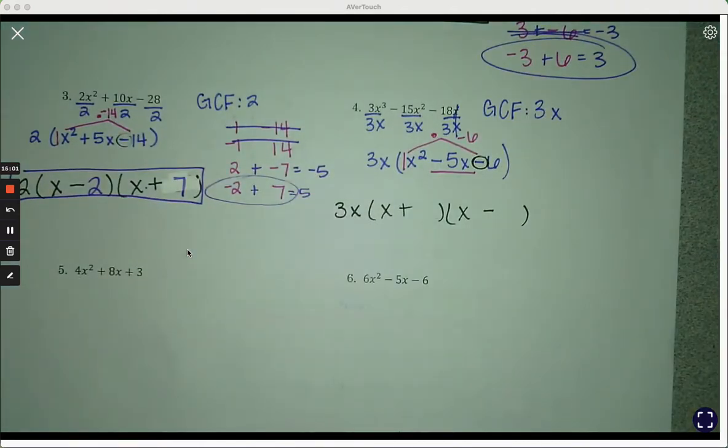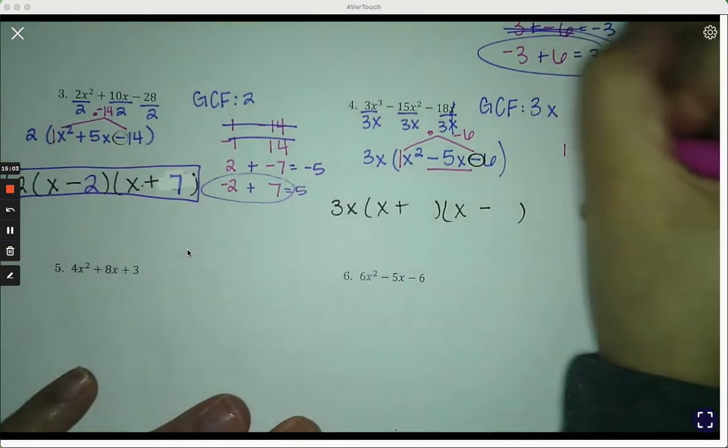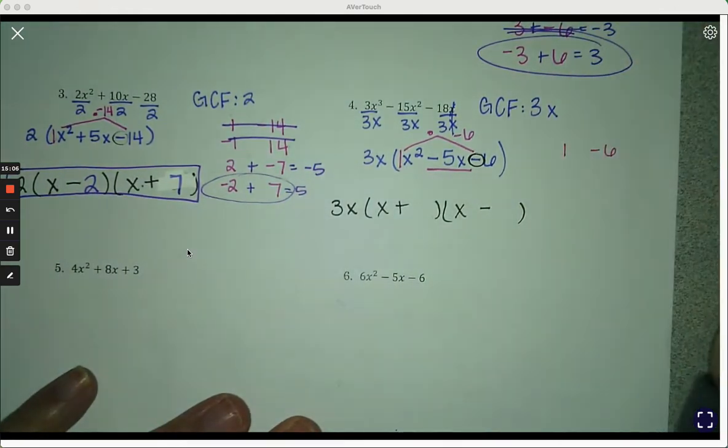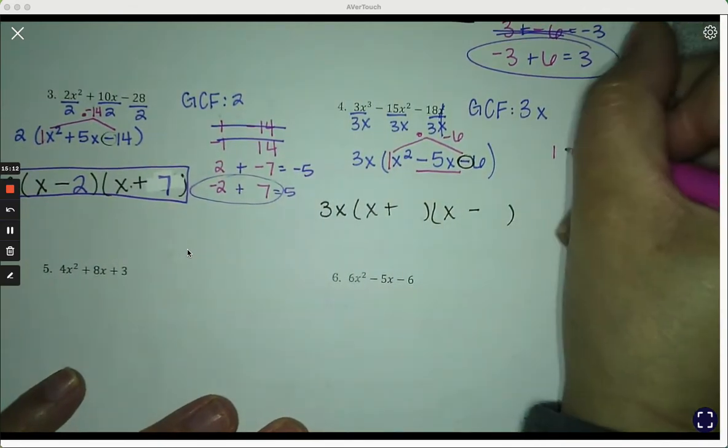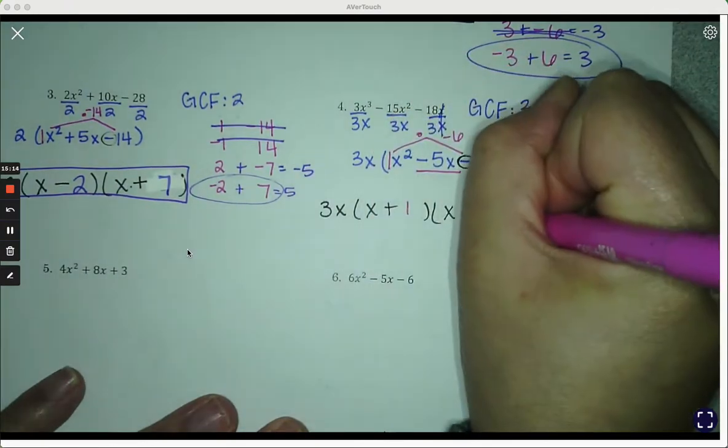Okay, we're trying to find 1, -6, but when I add these together, I automatically get -5, so I didn't have to go very far. So +1, -6.